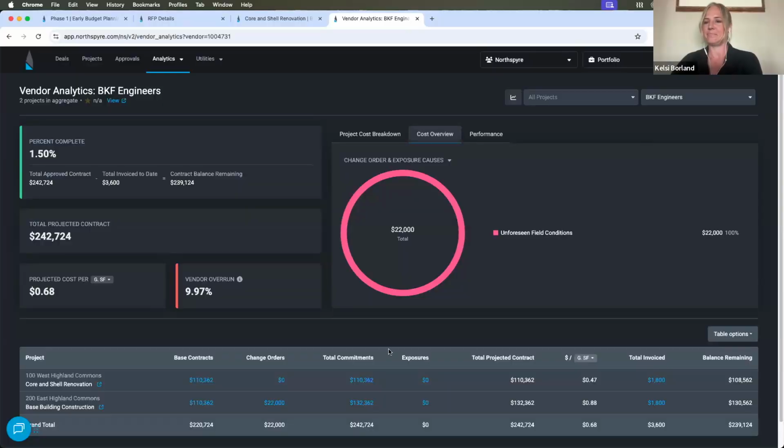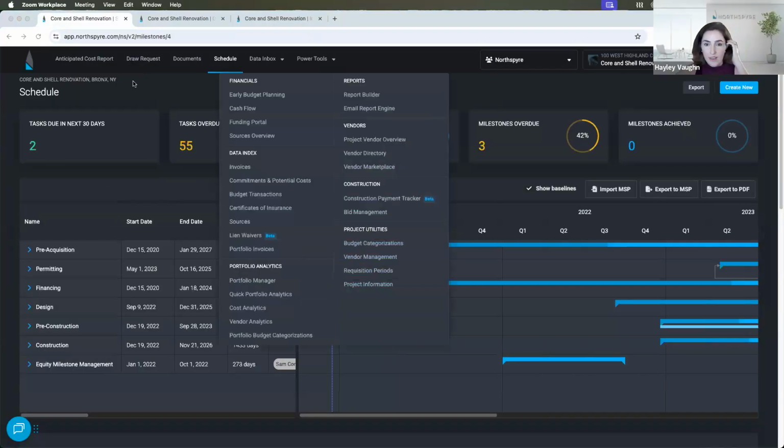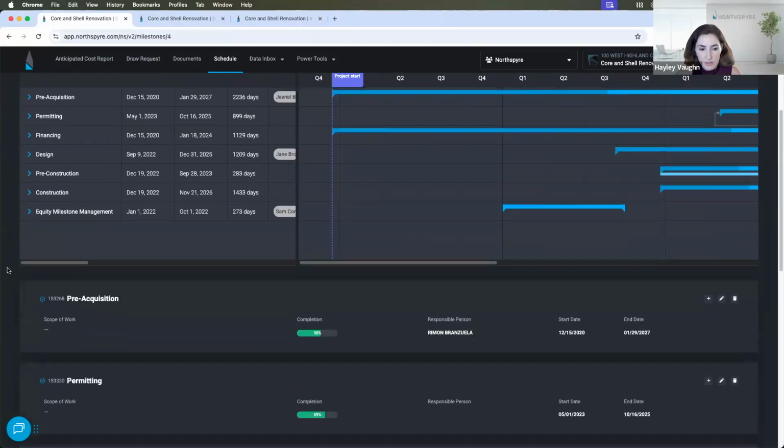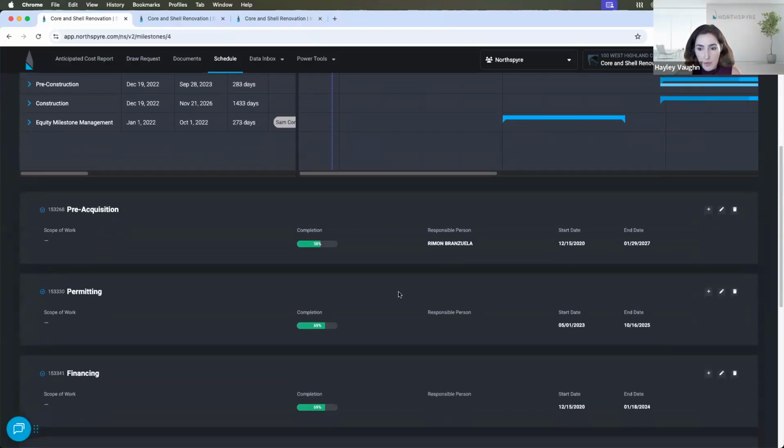Thanks, Kelsey. All right, so right now we're looking at our schedule feature in Northspire. This is a robust scheduling tool where you can also collaborate with external partners. So we have a full Gantt chart, baselines versus actuals. There's also the ability, using the permitting case as an example, to collaborate with external parties on a given milestone in your project so that you can eliminate some of those communication barriers and break down silos.